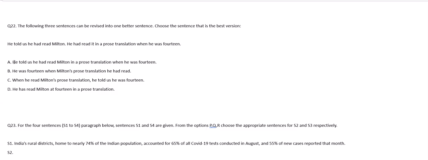If you see option A, subject followed by main action: he told us he had read Milton in a prose translation when he was 14. And also here, the past time period is followed by the past perfect, had read. Hence option A is correct.